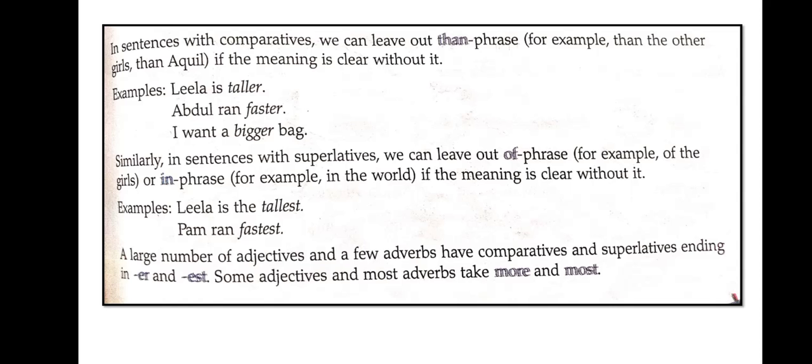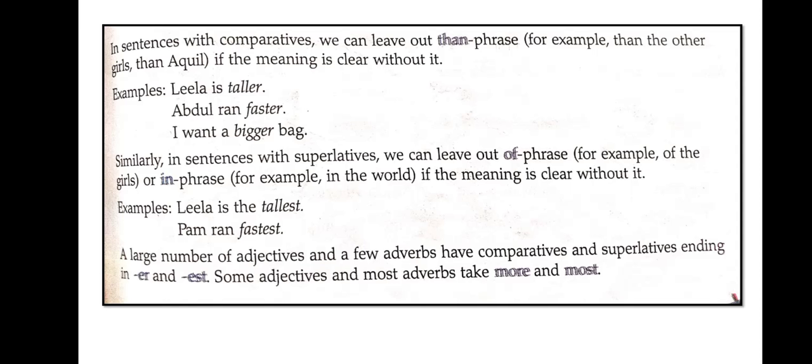In sentences with comparatives, we can leave out the than phrase, for example, than the other girls, than Akhil. Here, in all the sentences where we have used the comparative degree, we have used than. But we can leave it out if the meaning is clear without it. For example, Leela is taller. Abdul ran faster. I want a bigger bag. Here we are talking about a single thing or single person. But when we are talking about two persons, we have used than here.